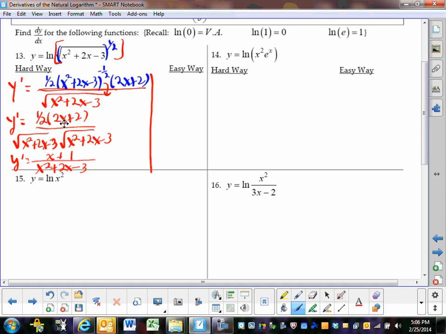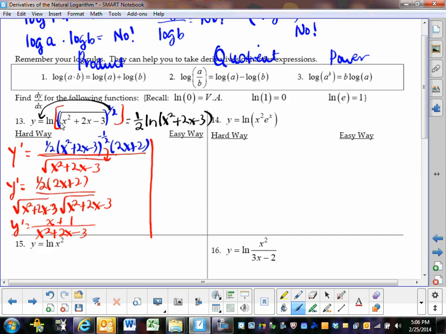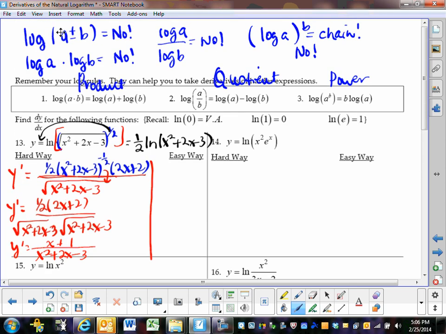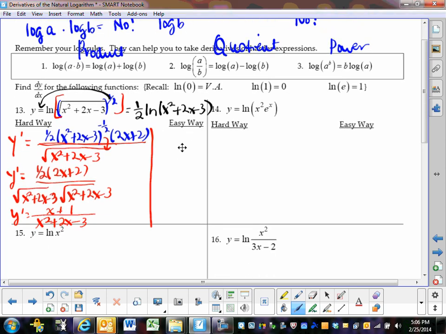So to get that simplified out, I could, on here, move this power down. So I have 1/2 of 2x plus 2 on top. And then I have 2 square roots on the bottom, but they're identical square roots. So that means that my derivative, 1/2 of 2x plus 2, is just x plus 1. And the square roots cancel, and I end up with x squared plus 2x minus 3.